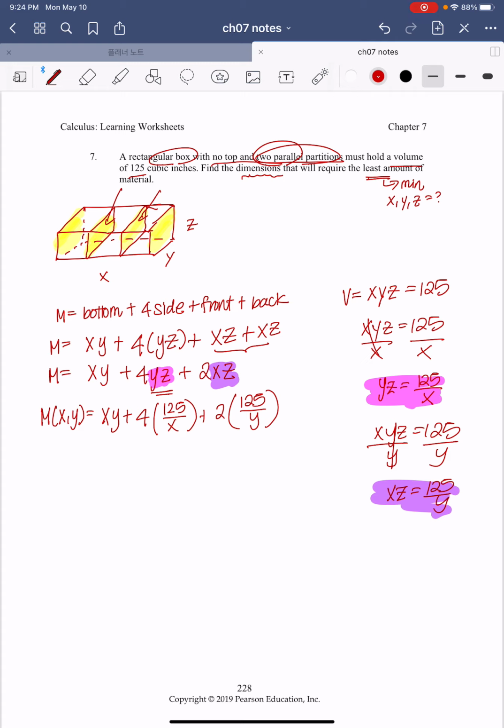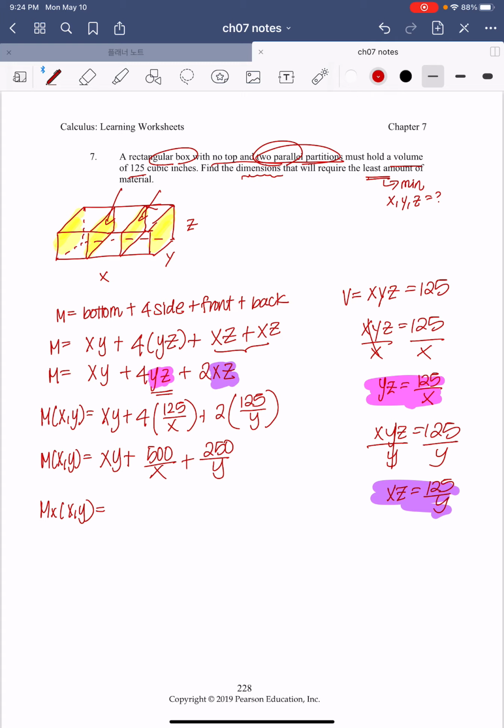Okay. So let's keep going. M of X, Y equals XY plus 500 over X plus 250 over Y. Okay, that's good. We have two variables. So now we have an equation, and let's do the same thing as before.